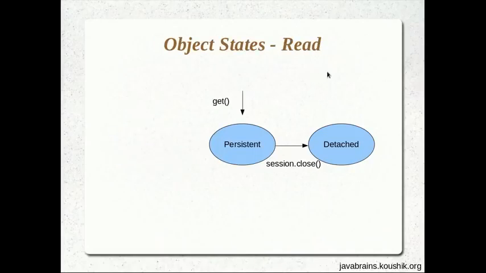Next, take a look at a read. Now, for a read, we do not do a new. Okay, we do a session.get and we get the object depending on the primary key that we pass to Hibernate. Hibernate pulls up the actual record from the database and then it gives us the object itself. Now, the object that Hibernate gives us as we do a session.get is a persistent object. So by default, the object goes into a persistent state.